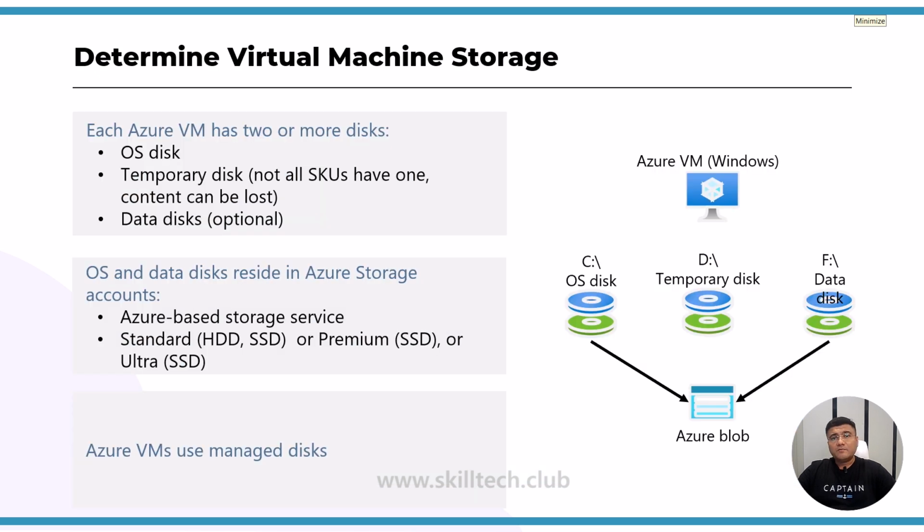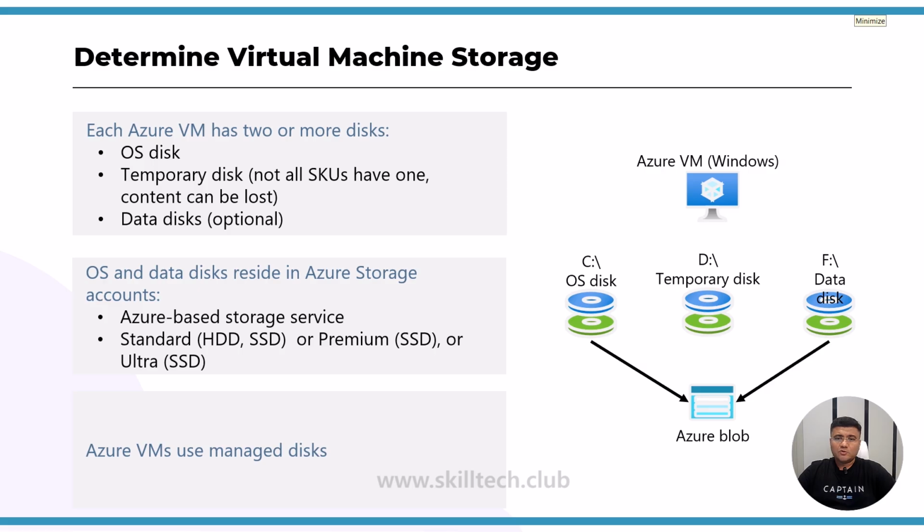The second thing which you have to keep in mind is virtual machine storage. Obviously, every virtual machine can have a standard hard disk drive, an HDD, associated with it, or maybe you can go with a premium solid state drive or a standard SSD kind of option. These different operating system disks or data disks you can configure in your virtual machines.